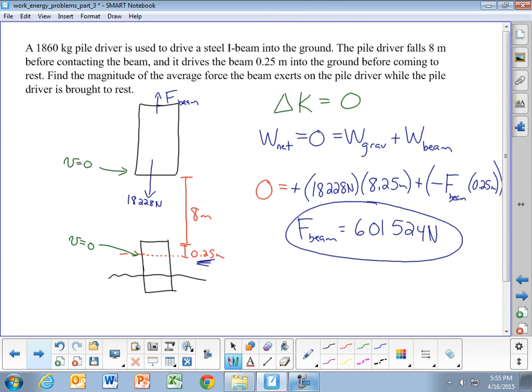Again, if this is the force the beam exerts on the pile driver, Newton's third law also says that that's the force the pile driver exerted on the beam. That's why this pile driver is used to push this beam into the ground. It can exert a very large force on it, driving it into the ground.